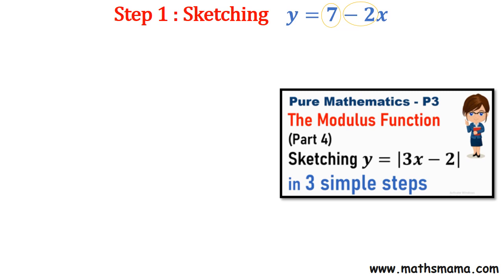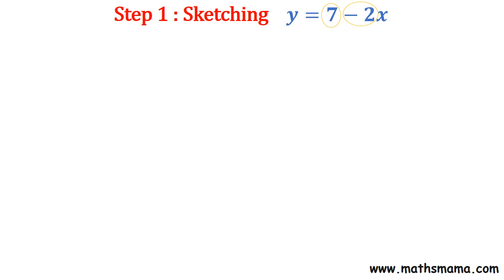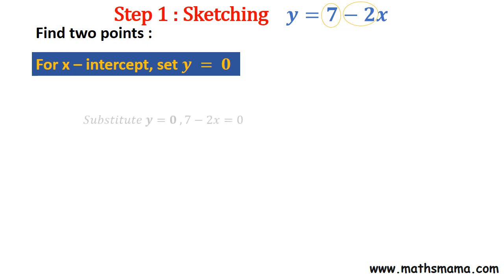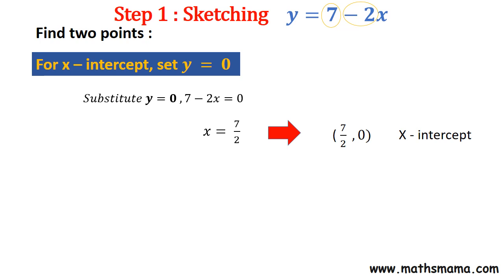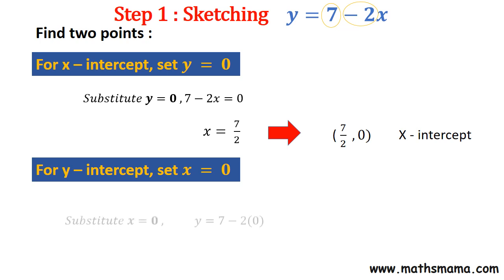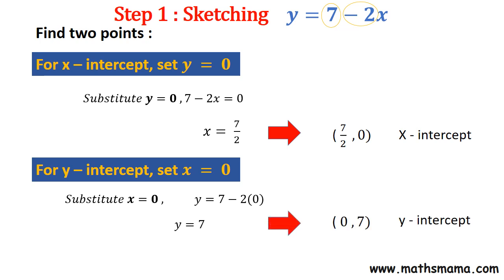Right. Moving back to the question, we discussed that to sketch this type of straight line we need at least 2 points, 2 coordinates. To find those 2 points, we set y equals 0, and when you substitute y equals 0 into the function, we get x equals 7 over 2, which means the x-intercept is 7 over 2, comma 0. To get the second point, we set x equals 0. Substituting x equals 0 into the equation, we find the y coordinate as 7. So this is the y-intercept for this function.